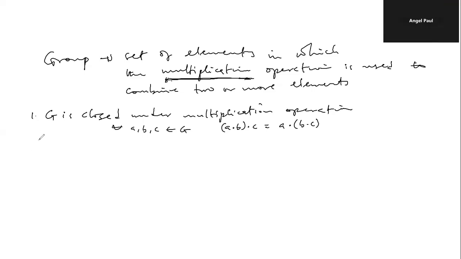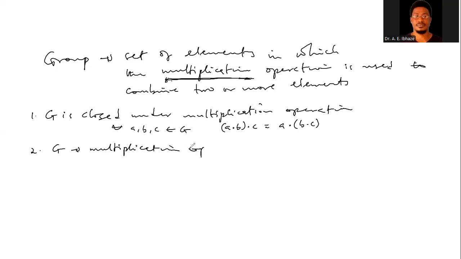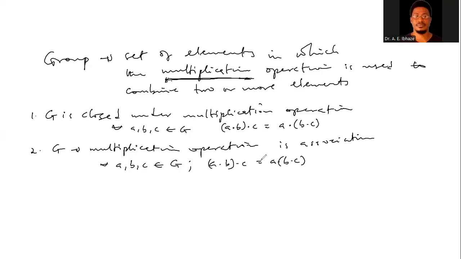Then we also say that in this group, the multiplication operation is associative. So when we say it's associative, we are saying for all elements A, B, C being elements of this group, then A dot B dot C is the same as A dot B dot C. Okay?